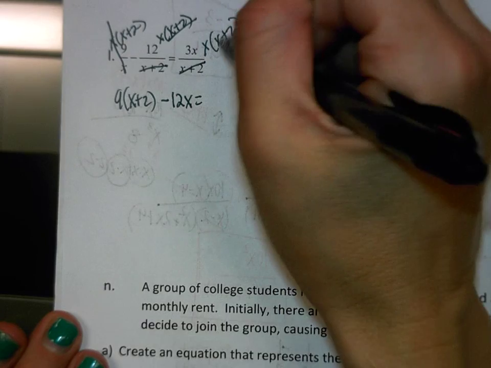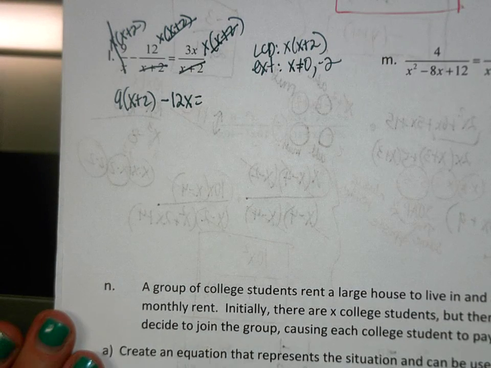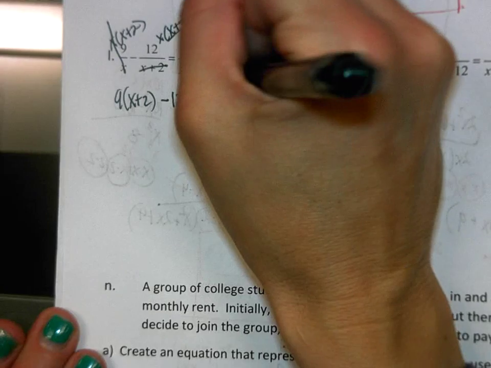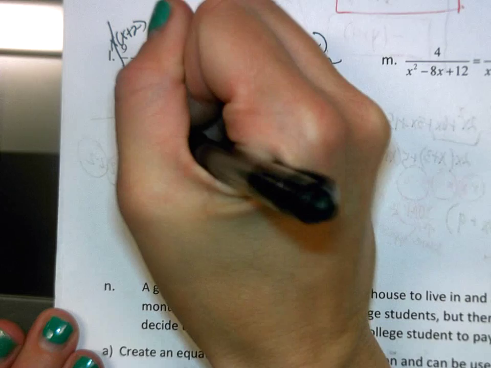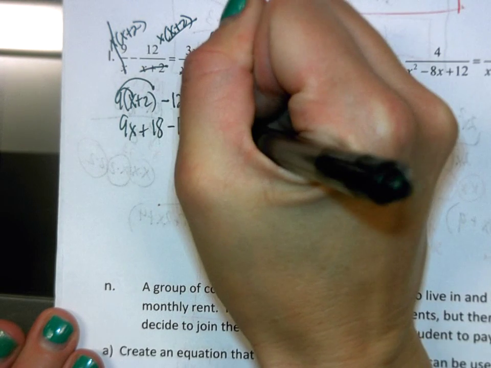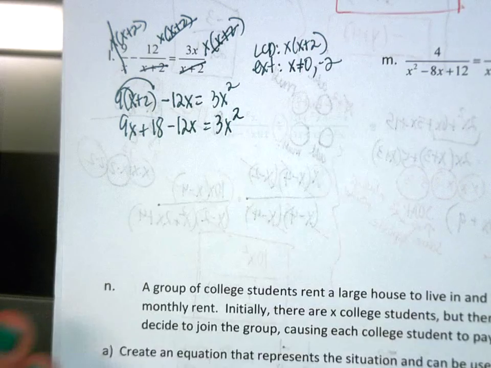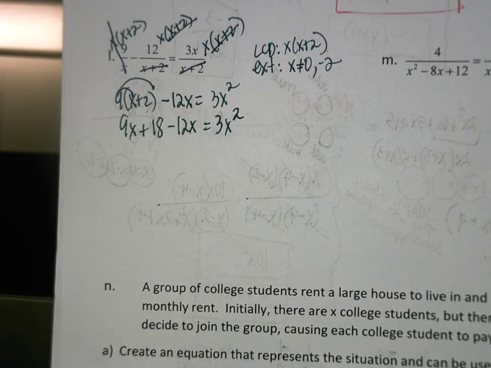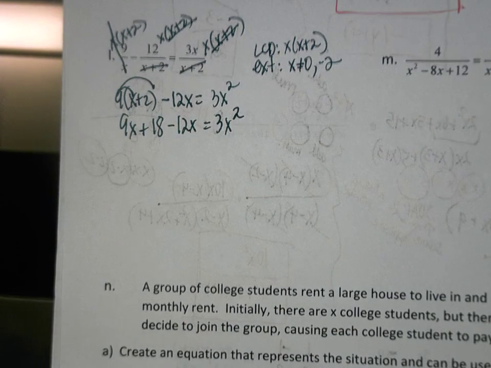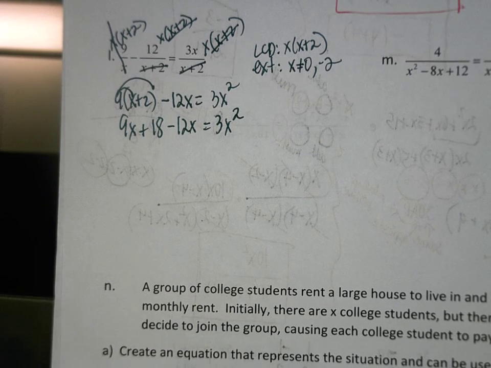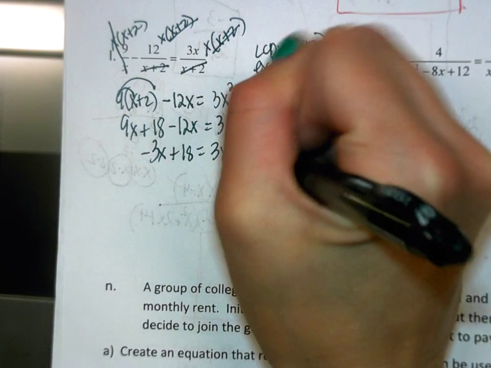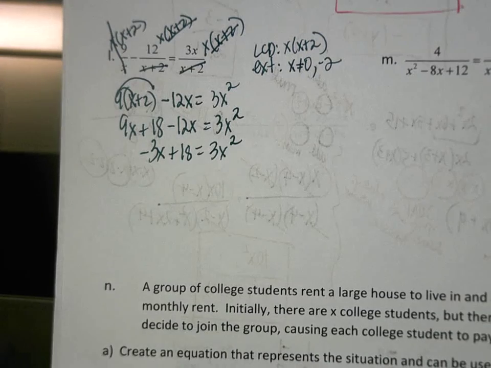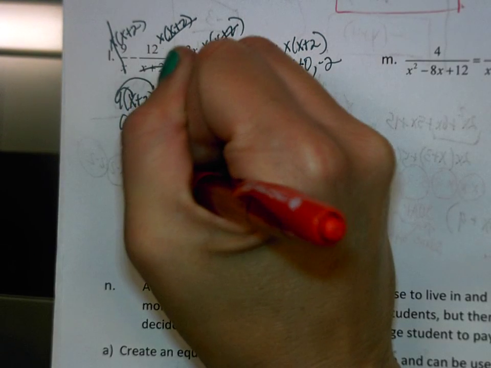And then the last one, the x plus 2's cancel, and we're left with 3x times x, which is good. Okay. Next, we would distribute the 9 through. And so I have 9x plus 18 minus 12x equals 3x squared. From there, you could combine like terms. So 9x and negative 12x makes what? Good. So we have negative 3x plus 18 equals 3x squared. And then which way should I move everything? To the right. Good. Because we always want our x squared term to stay positive.